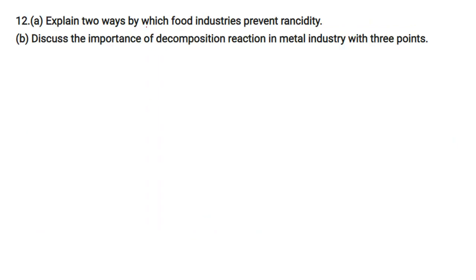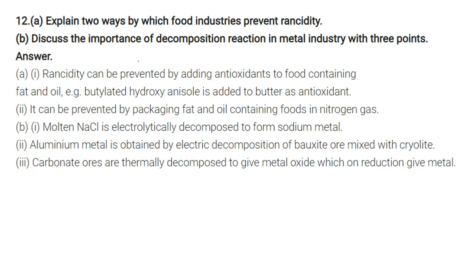Explain 2 ways by which food industry prevent rancidity. So what is rancidity? If you have certain material with fat and oil, with time they tend to degrade, means degenerate, or you can say they are not good or fit for use. So rancidity can be prevented by adding an antioxidant to food which contains fat and oil. For example, butylated hydroxyanisole is added to butter as an antioxidant.